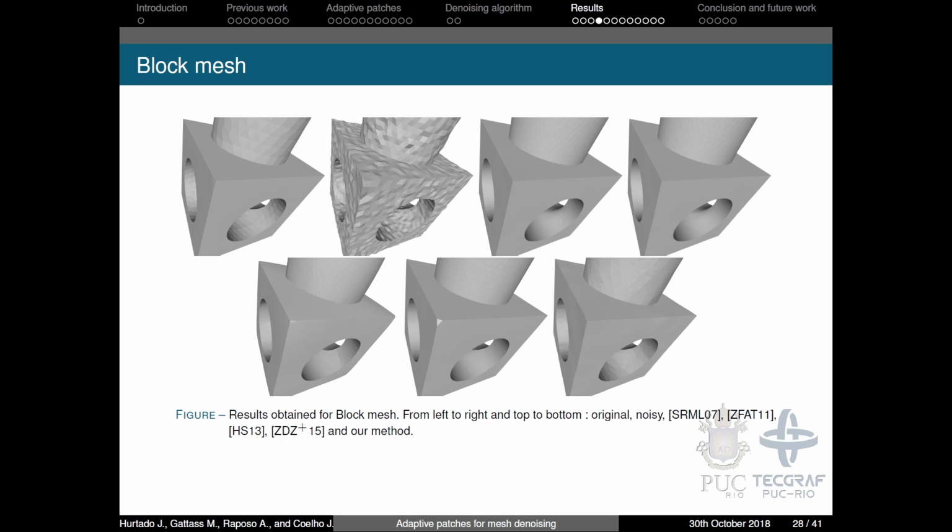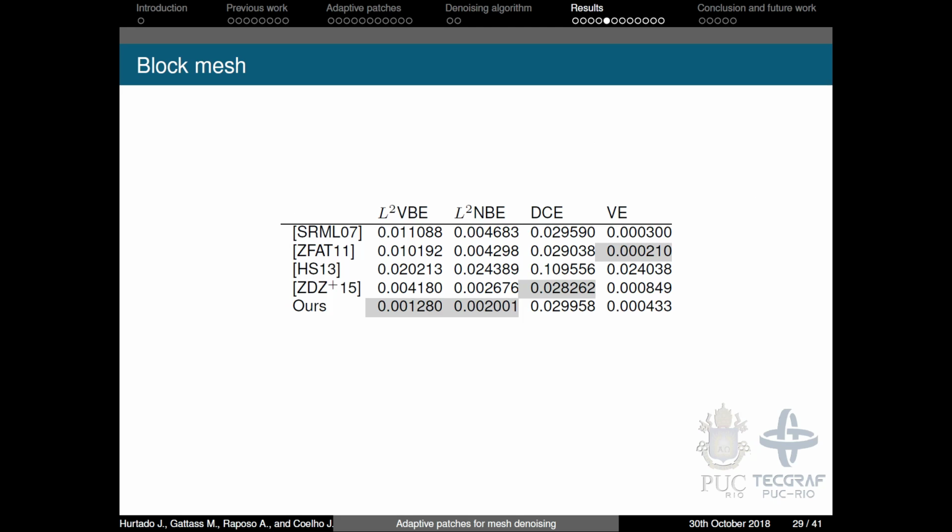So here we have an example where we have an original mesh, then we corrupt it with artificial noise. The last one is our result. As we can see, we maintain some patterns that are included in the original one, but other algorithms smooth them to match these patterns and remove them. We can see it in the numerical results, where we obtain the lowest metrics regarding mesh distance and normal field distance. Also in the other metrics we have results close to the lowest ones.